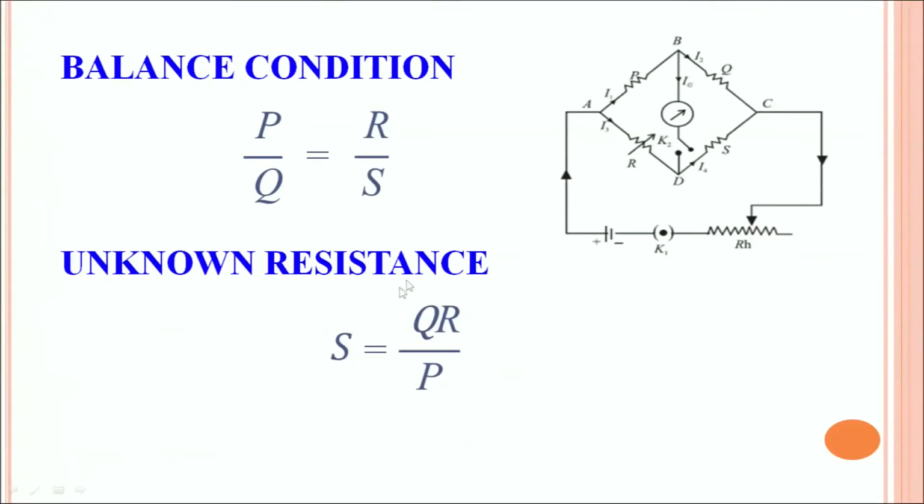So, this simply gives you a formula for determining the unknown resistance S in terms of the other three known resistors Q, R and P. So, we have been able to obtain the value of an unknown resistor in terms of the other three resistors by obtaining the balance condition in a Wheatstone bridge.